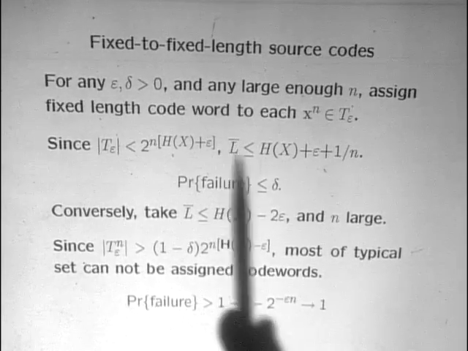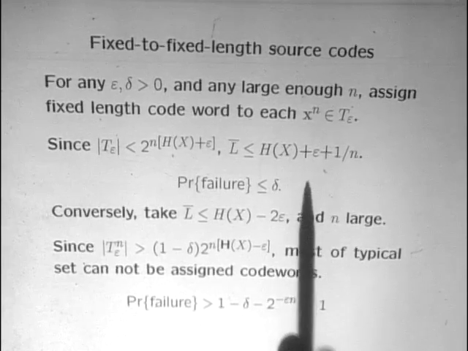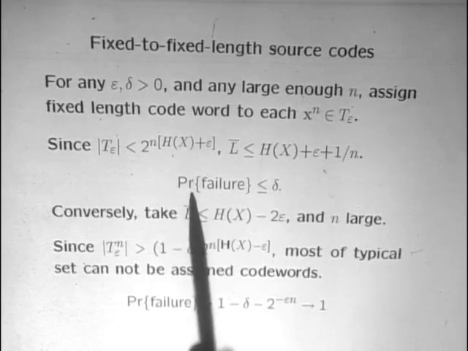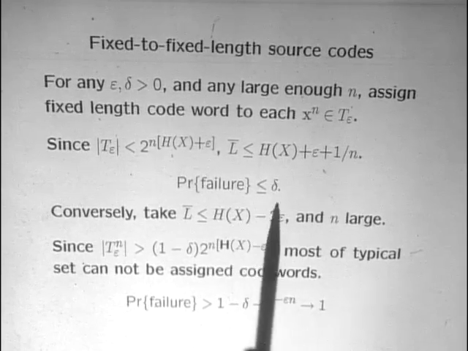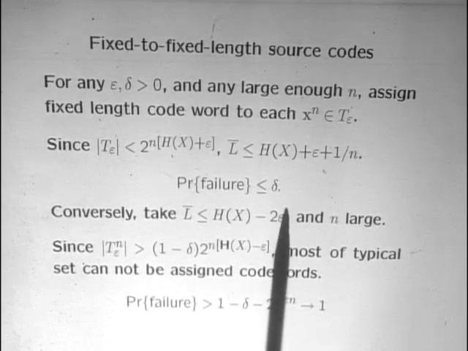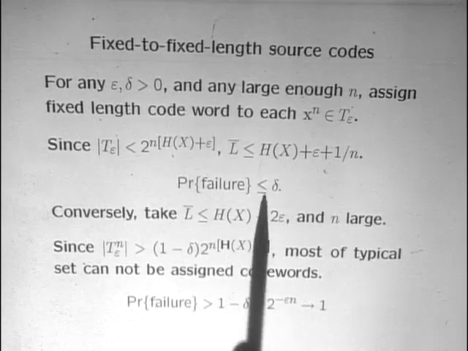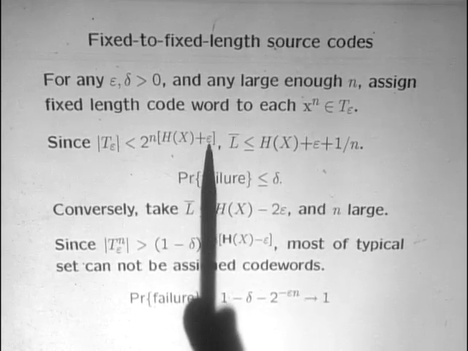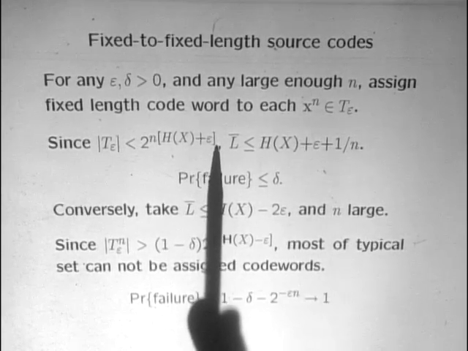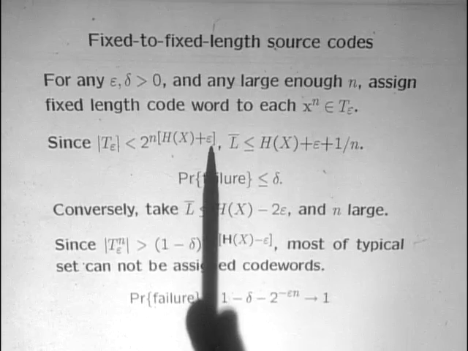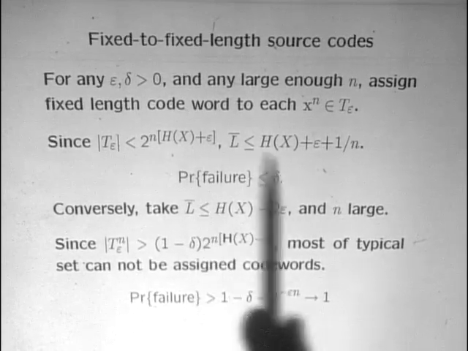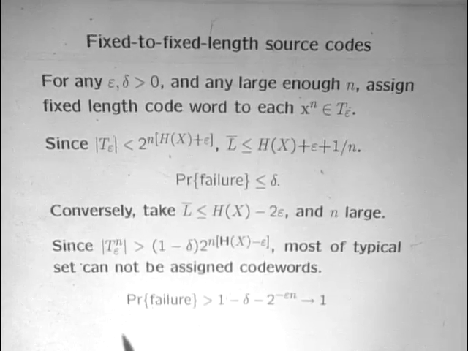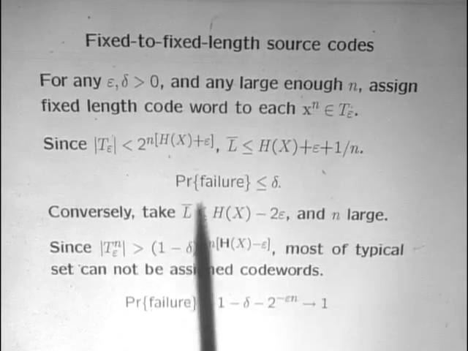Okay, so if I choose L bar that big, in other words, if I make it just a little bit bigger than the entropy, the probability of failure is going to be less than or equal to delta. And I can make the probability of failure as small as I want. I can make this epsilon here, which is the extra bits per source symbol, as small as I want. So it says I can come as close to the entropy bound in doing this, and come as close to unique decodability as I want in doing this.